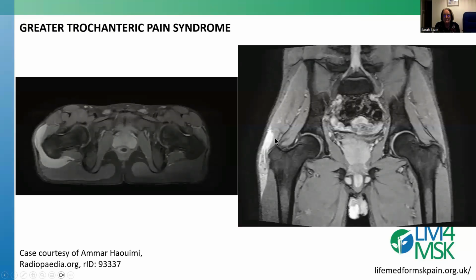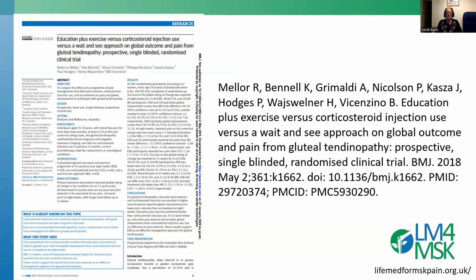The bursa is like a sac over prominent bony prominences. So this is the sac, so that you're cushioned from direct contact. And you can see on the right side there is fluid in the sac, and there is trochanteric bursitis. So this forms a part of the greater trochanteric pain syndrome. But this is a very good article, and this is the most prominent trial for greater trochanteric pain syndrome. It's called the LEAP trial, done in Australia.